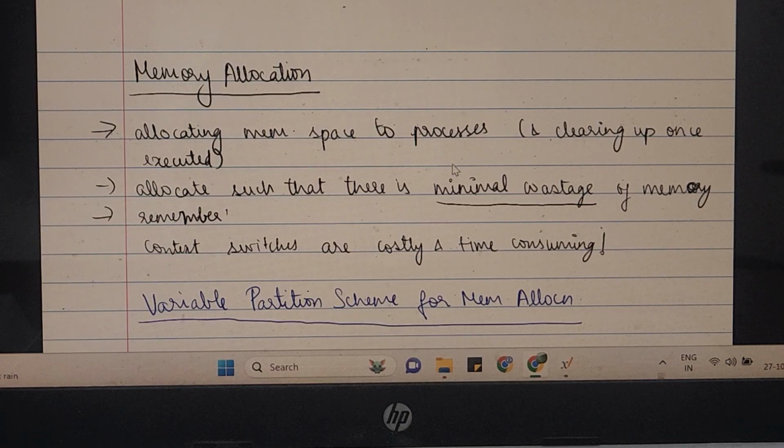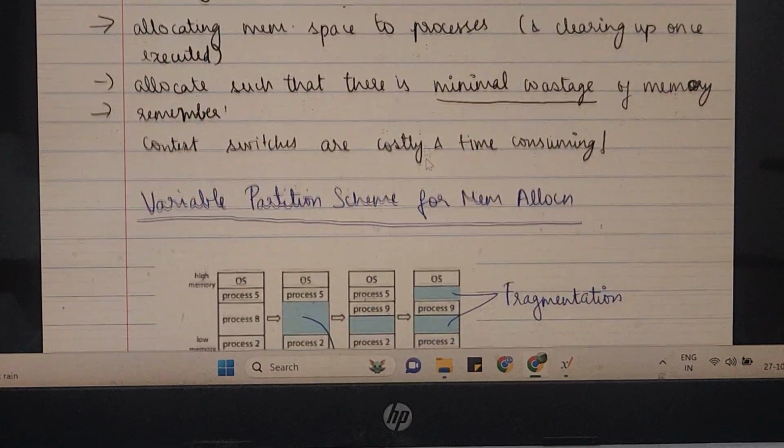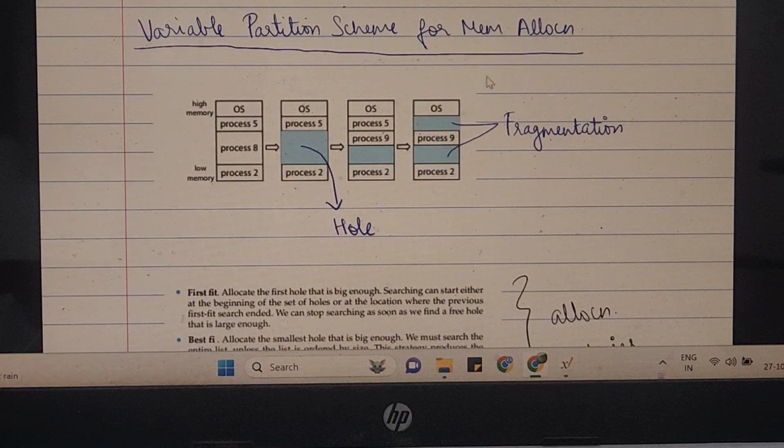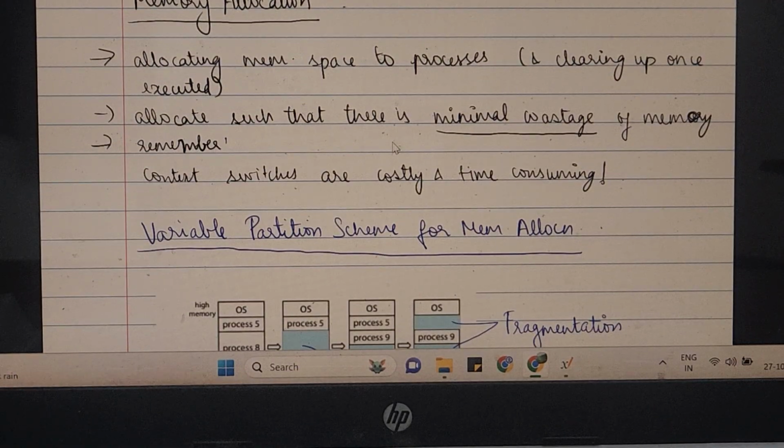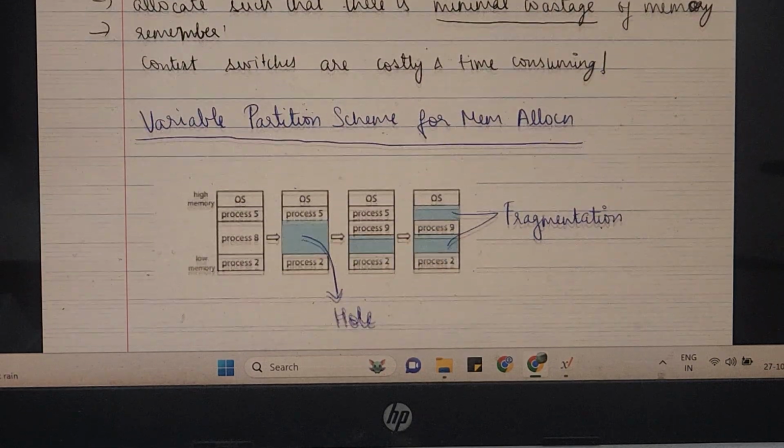The idea is, try to be as judicious as you can while allocating memory to different processes, and when I say be judicious, these are the things you need to keep in mind. Also remember that context switches are costly and time consuming. I will explain this sentence in a while, right? So we will look at this variable partition scheme for memory allocation now. So I hope the basic idea of memory allocation is clear. You have to allocate address space to processes, trying to make sure that there is minimal wastage of memory space.